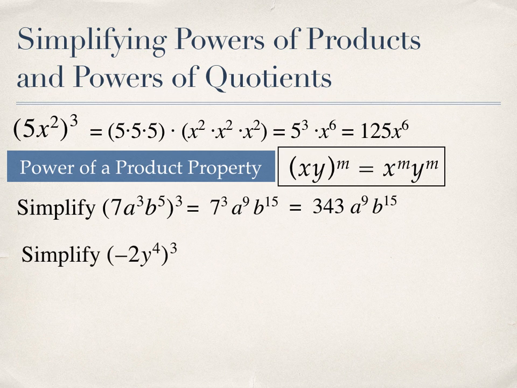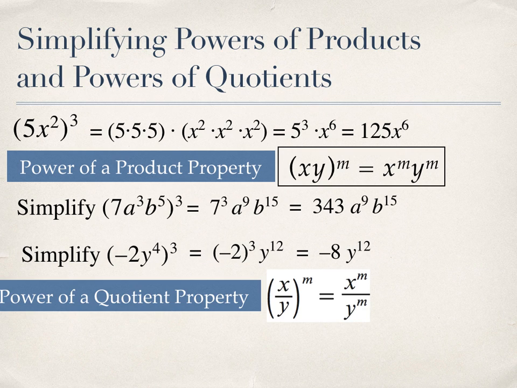Okay, another example like this. We're going to cube everything inside the parentheses. So -2 gets raised to the 3rd power, and y to the 12th. Now you be careful when you multiply a negative by itself. If I multiply -2 times -2 times -2, I end up with -8, y to the 12th.